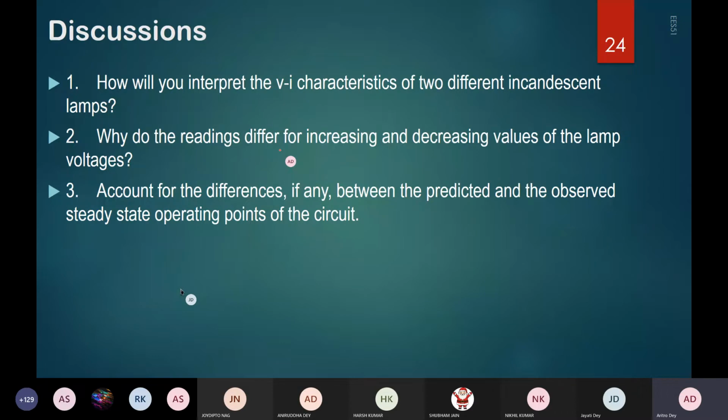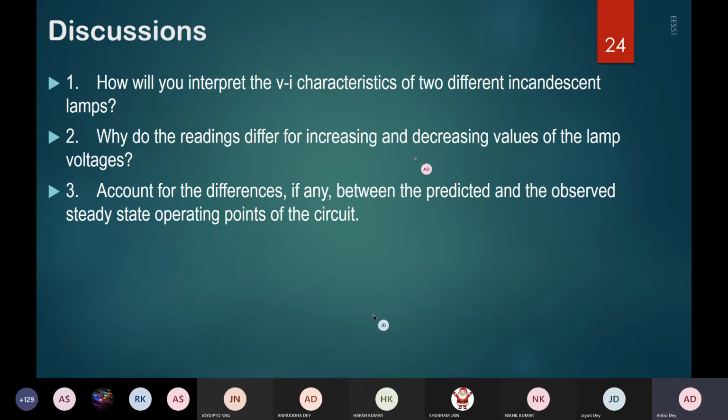Why do the readings differ for the increasing and decreasing values of the lamp voltage? Keep in mind that whenever the voltage is increasing, your I squared R will be more, and then there will be a heating effect. On top of that, what happens if there is a heating effect? What changes will you find in the carbon and tungsten filament lamps? From that point of view, you can tell why the values change for increasing and decreasing voltage. You will find that there may be a hysteresis kind of thing. So this is the clue for the answer.